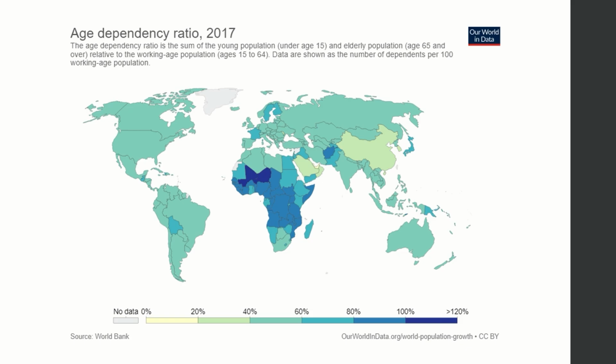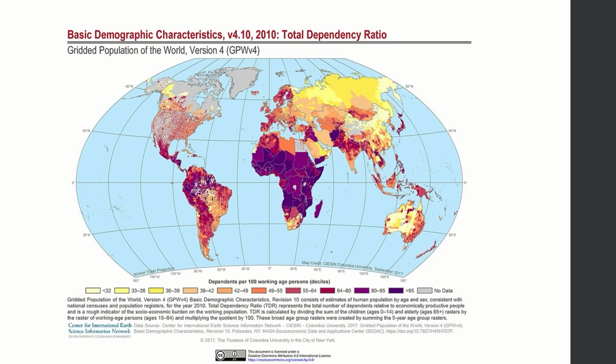Looking at it spatially on a map in 2017, you can see that age dependency is really an issue for sub-Saharan Africa and a few places elsewhere in the world. Here's a more detailed map showing total dependency ratio in the world.